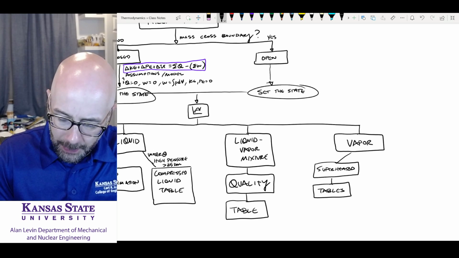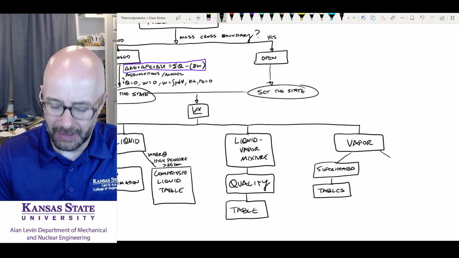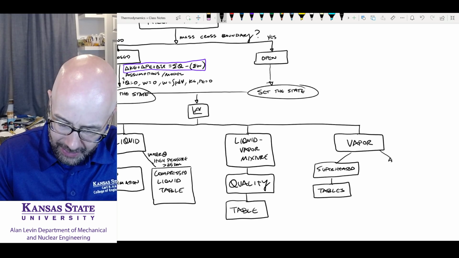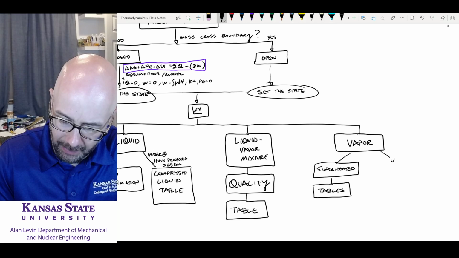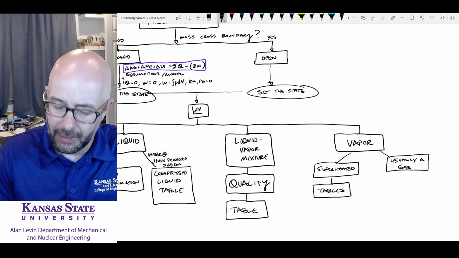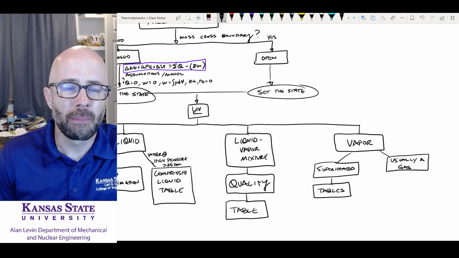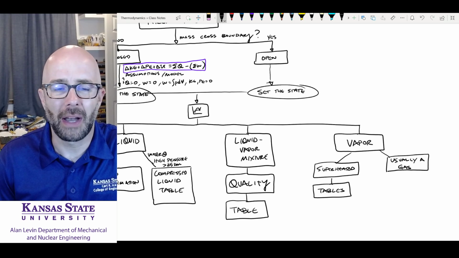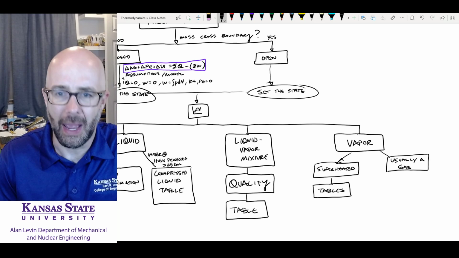Okay. Now, if we go here, we say it's always a gas. Okay, so I'm going to say here, always a gas. Or I'm going to say usually a gas. If it's usually a gas, water is not always a gas or usually a gas. Ammonia, propane, R134, those can be liquefied. We see them all the time liquefied. That's where we go down this superheated path.